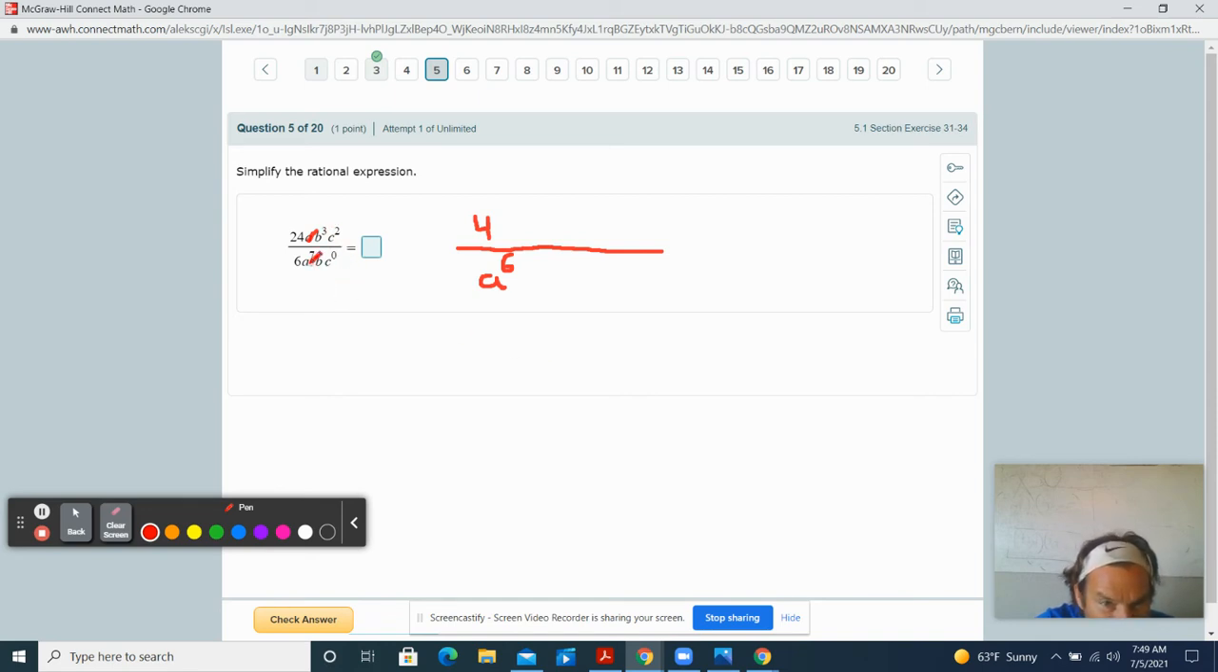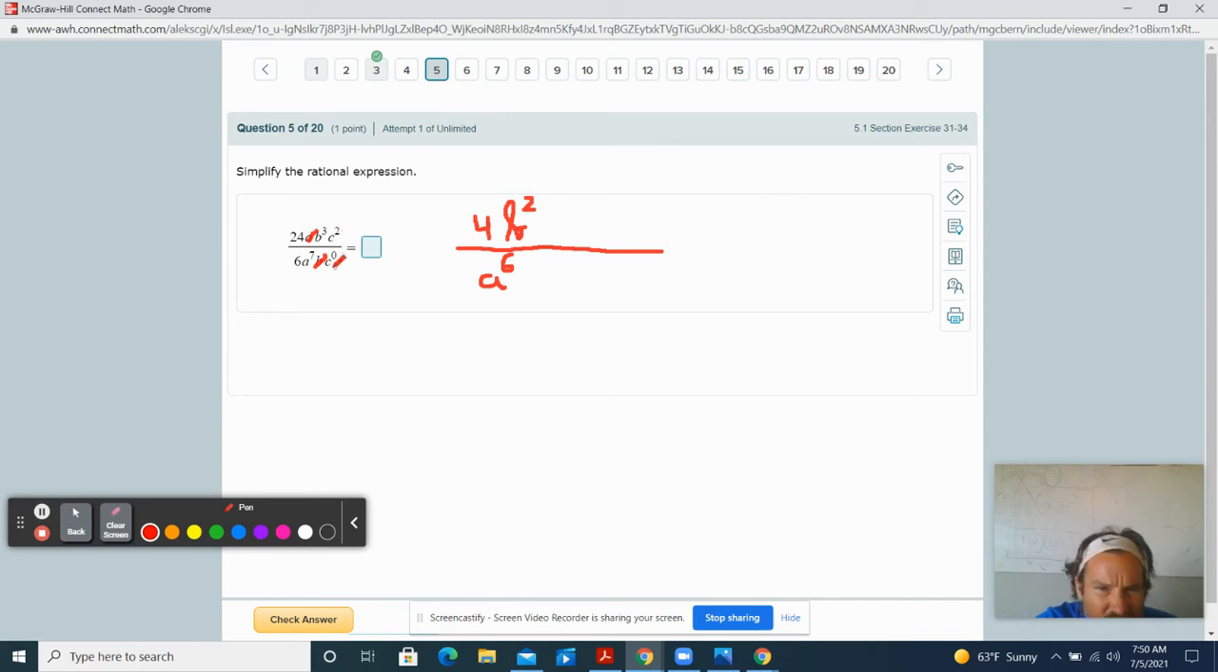That's because there's more A's on the bottom than on top. Next, move on to the B's. We have 3 B's on top, and we have 1 B on the bottom. So this 1 B on the bottom is going to cancel with one of the B's on top. So we're going to be left with B squared in the numerator. And then we have C squared on top, and then we have C to the 0.